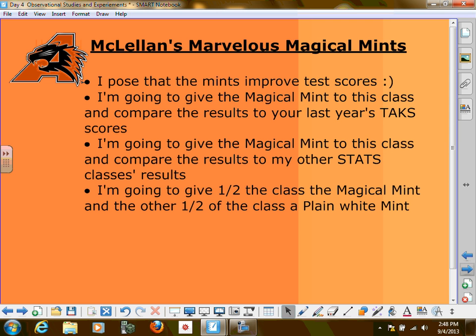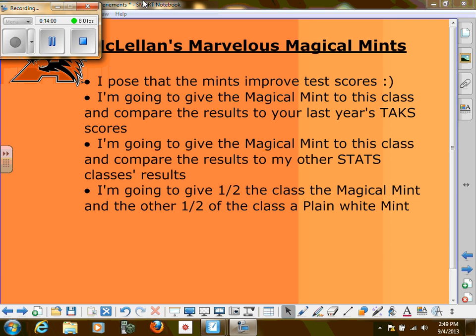I have in my hand McClellan's Marvelous Magical Mint. I guess I should know my product before I try to sell it. Okay? I have been perfecting this recipe for 17 years, so I know it works. When I give you this, it is potent, and it'll work for this whole 6 weeks. And it will make you perform better on your test that you're about to have in here. So I'm going to go around here and quote-unquote randomly give half of you, I'll just pretend like I had a random number generator, McClellan's Magical Marvelous Mints. Okay, so here I go.